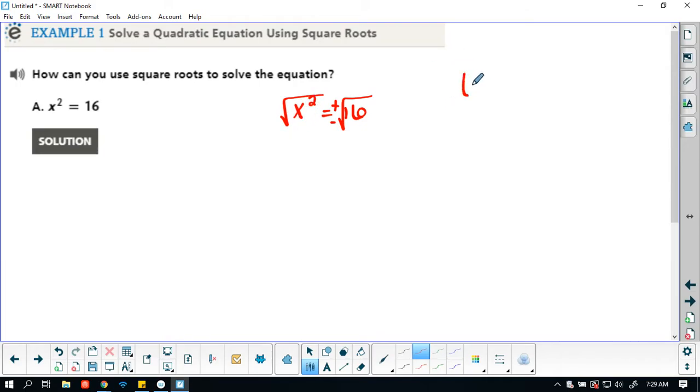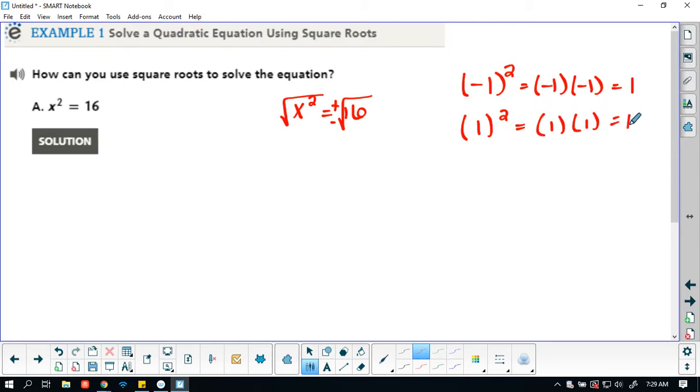In other words, if I had negative 1 squared, that's equal to negative 1 times negative 1. A negative times a negative gives you that positive 1. And if I had 1 squared, this is going to be 1 times 1, and it'll still give you the same answer. It's kind of like that idea of absolute values, but in this case, we don't have lines. We're working with a parabola.